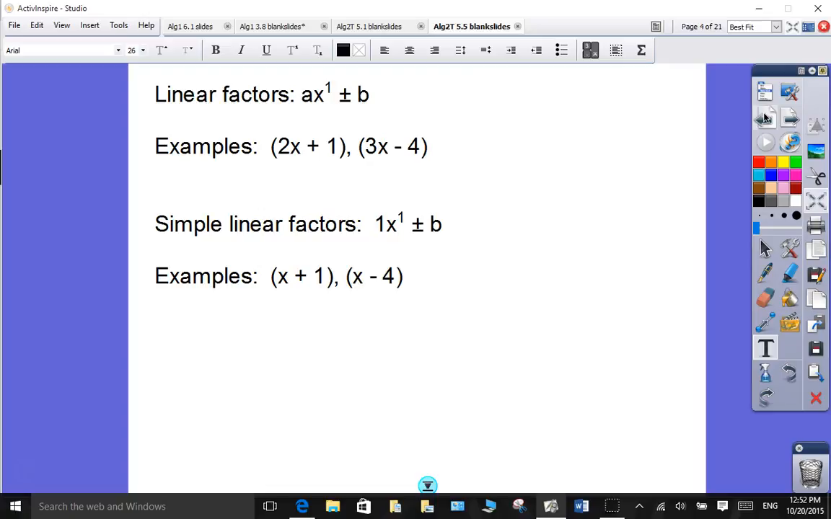Now, what I'm going to call a simple linear factor is when the coefficient of x is 1. So something like x plus 1 or x minus 4. That's just like I called a simple quadratic when the a was 1. So this is a simple linear factor. And it makes a difference in what we're doing today a little bit.